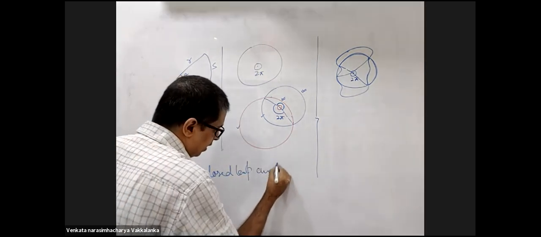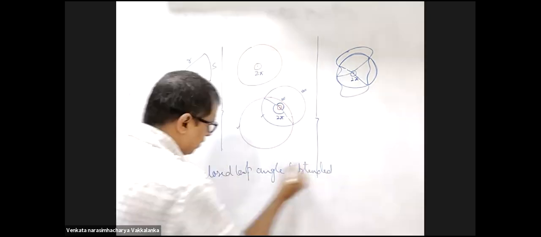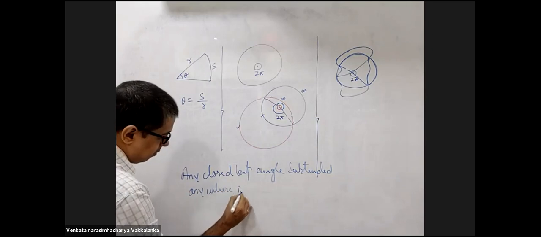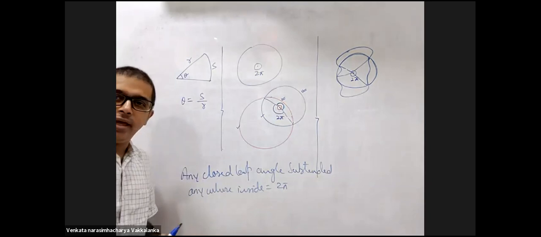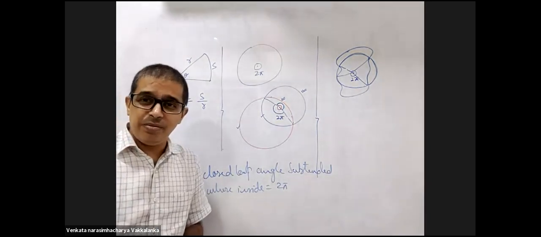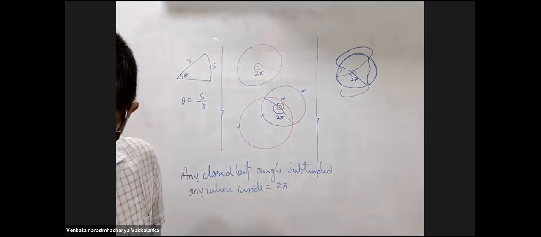Any closed loop, angle subtended anywhere inside will be 2 pi. What is the big deal in this? Something very elementary here. We will tell you what is the big deal. Take it down.